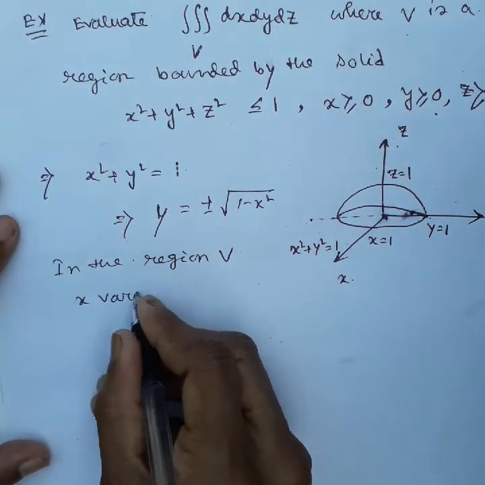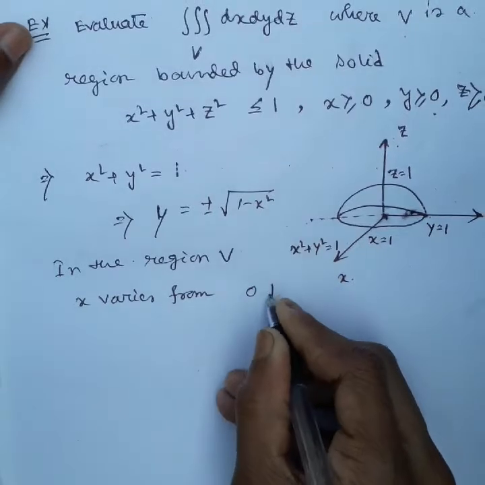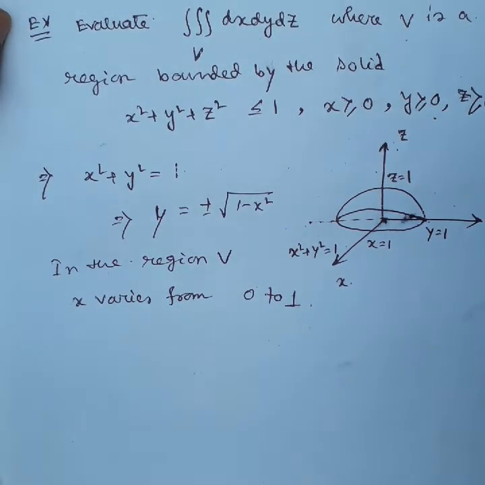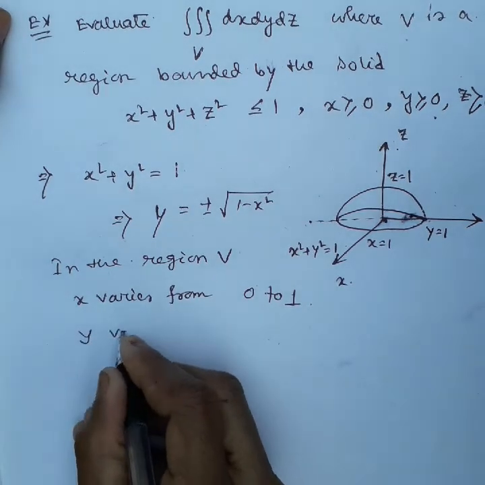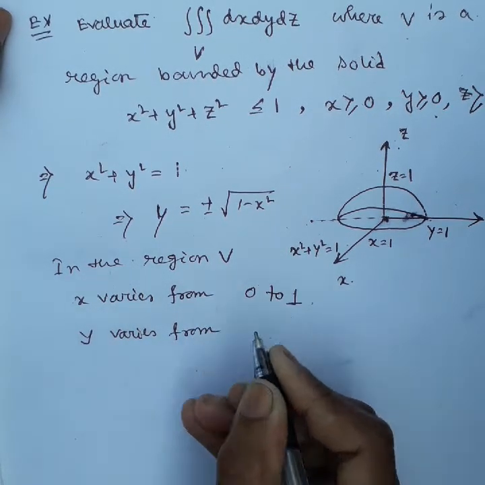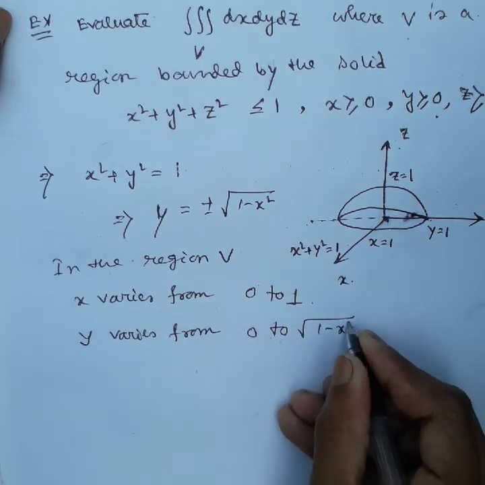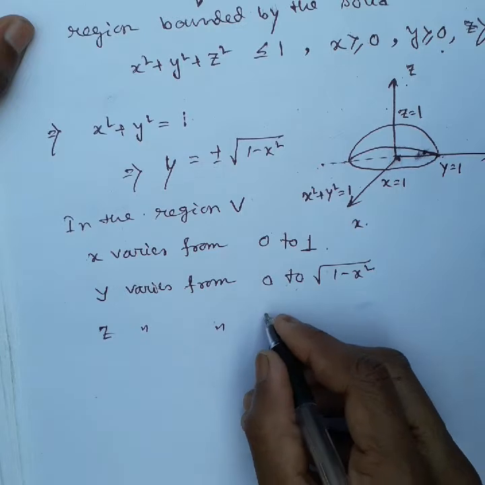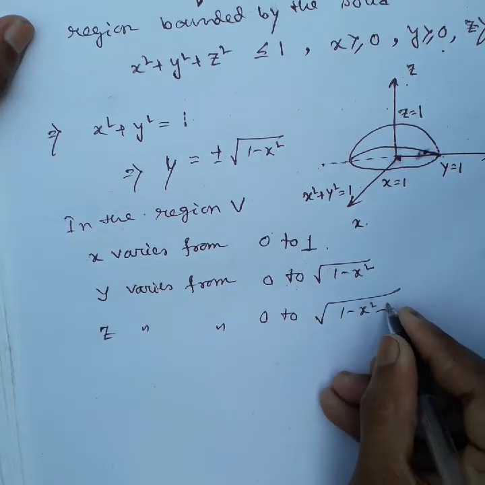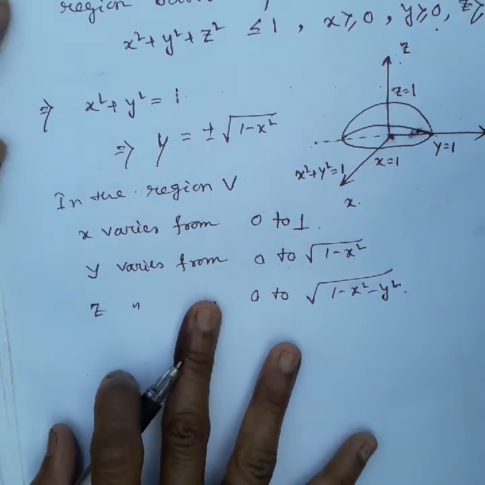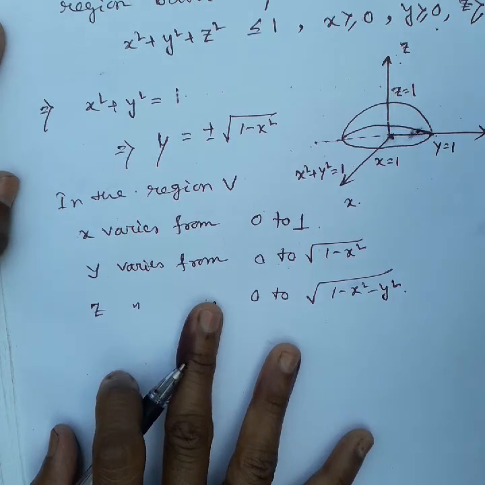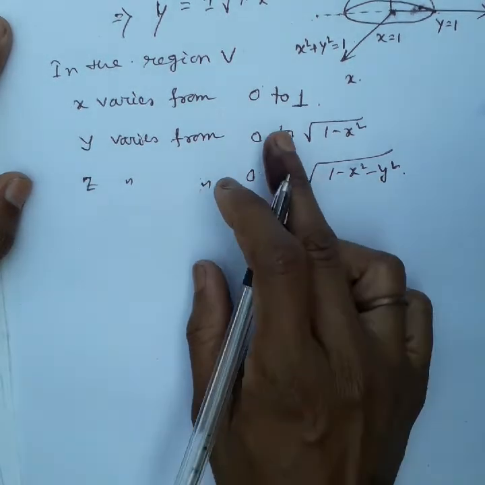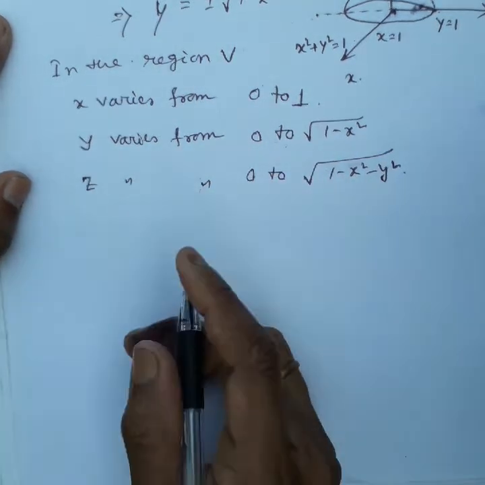Okay, so in the region of V, x varies from 0 to 1, and for any x, y varies from 0 to root over of 1 minus x square, and for any x, y, z varies from 0 to root over of 1 minus x square minus y square. As x is greater than or equal to 0, y greater than or equal to 0, and z also greater than or equal to 0, so our limit is this.